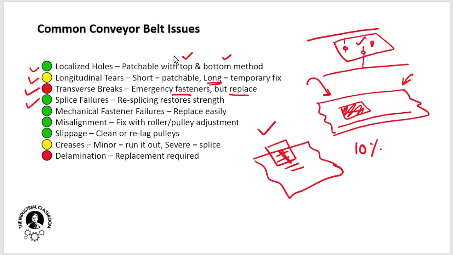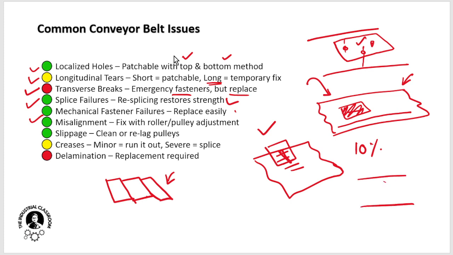Next, splice failures. We know that in our conveyor belt we do splicings, right? These are the steps that we make. In some cases, if there is a failure in this splice, then we can re-splice it, and then we can use it. It is fixable. Mechanical fastener failures we will replace easily.